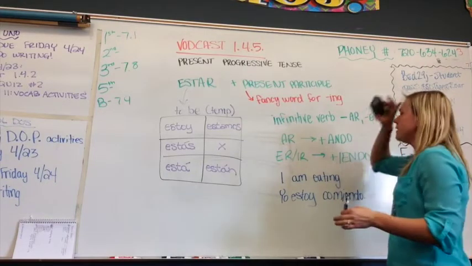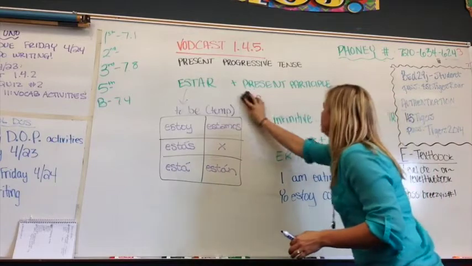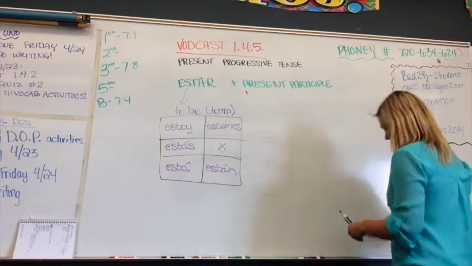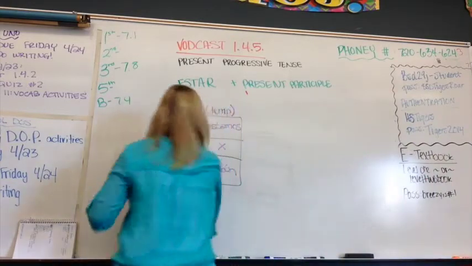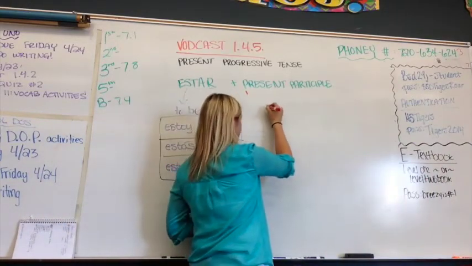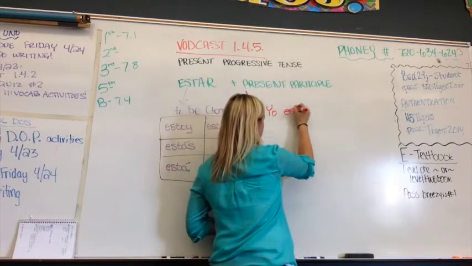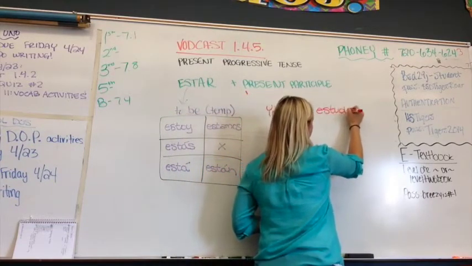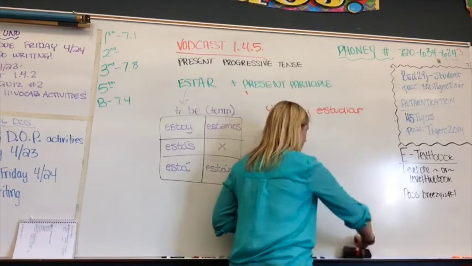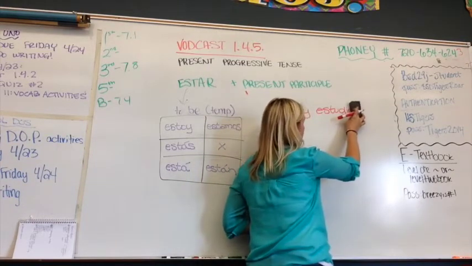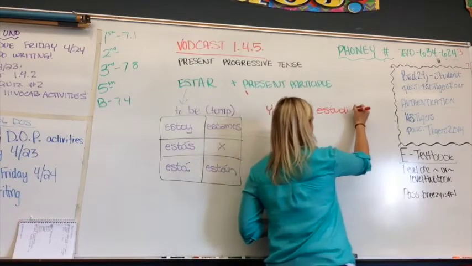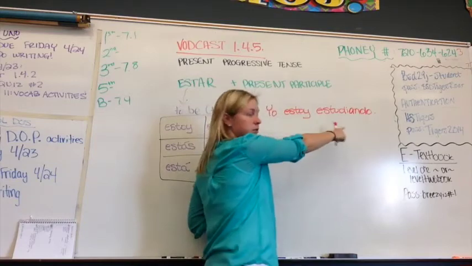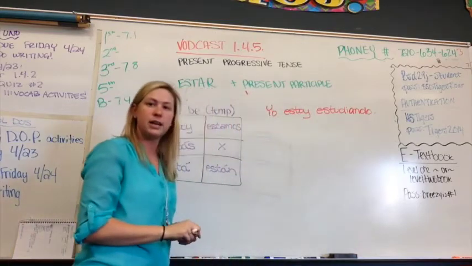Once you get all of that written down, let's just go over some examples. Let's repeat a bit. So let's do I am studying. Again, I am is yo estoy. To study is estudiar. To form the participle, we're going to drop the AR and instead add ando. Yo estoy estudiando is I am studying.